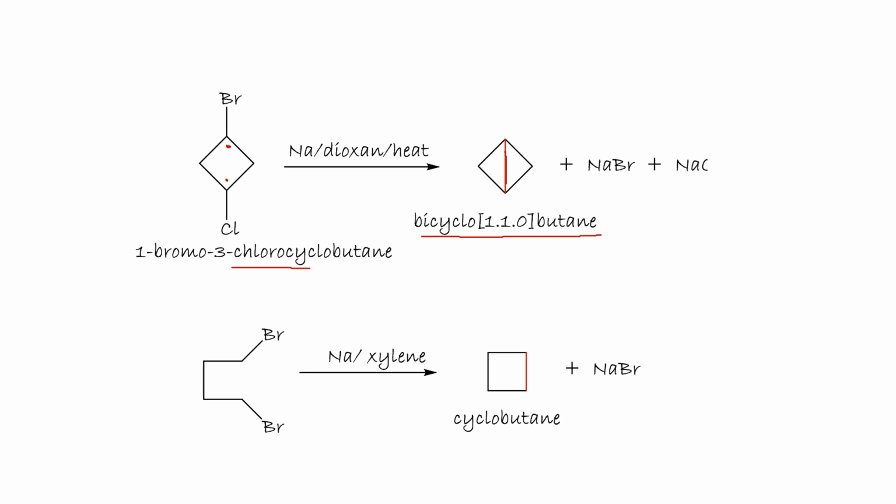When we have this one, 1,4-dibromobutane, in sodium and xylene, it forms cyclobutane. Again, radical here, or ionic, whatever the mechanism, and radical here, you form another sigma bond.